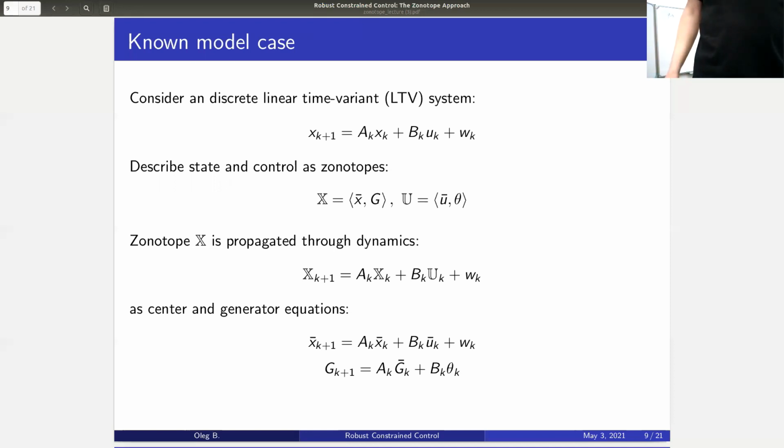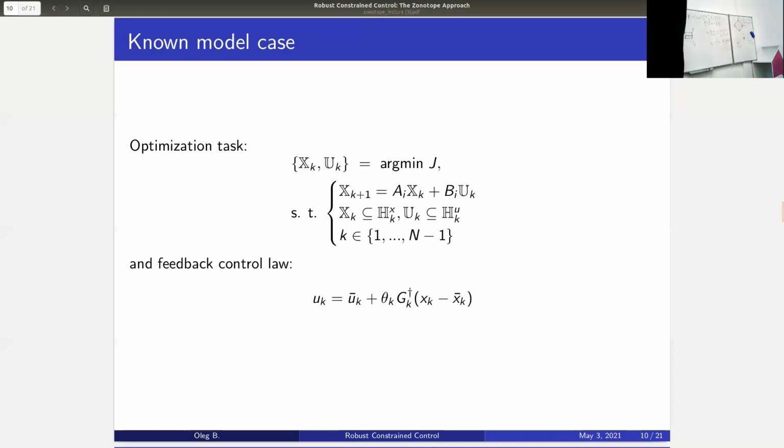I will explain this moment in more detail. After that, when we describe propagation of our Zonotopes, we can write an optimization task that minimizes our cost subject to our Zonotope dynamics and subject to our constraints. Now I explain this moment and how it happens in more detail.